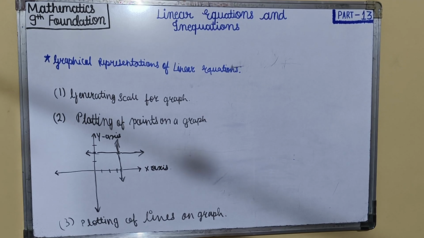Third is when the lines are parallel to each other, it has no solution set. Such a system of equations is said to be inconsistent equations. Fourth point is when the lines coincide with each other, it has infinitely many solution sets. Such a system of equations is said to be consistent and dependent equations. I hope you have understood till this.